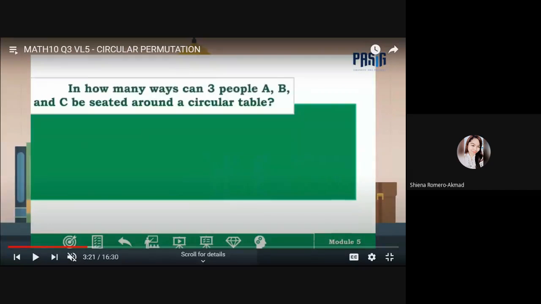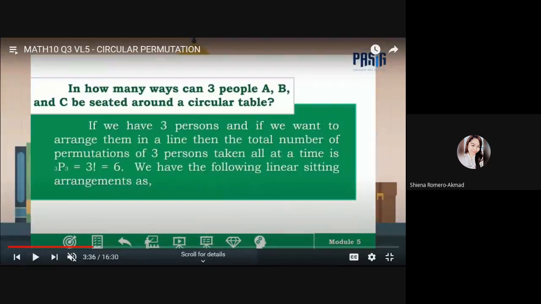How many ways can 3 people, A, B, C, be seated around a circular table? So, kung i-arrange natin sila sa table, paano kaya magiging itsura nila? Kapag inayos natin sila sa circular table, iba yung magiging itsura nila dun sa usual na ginagawa natin sa permutation.